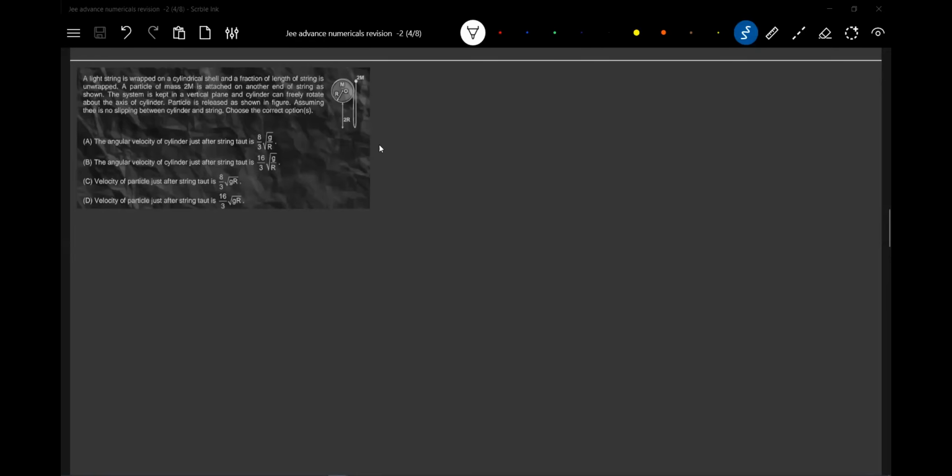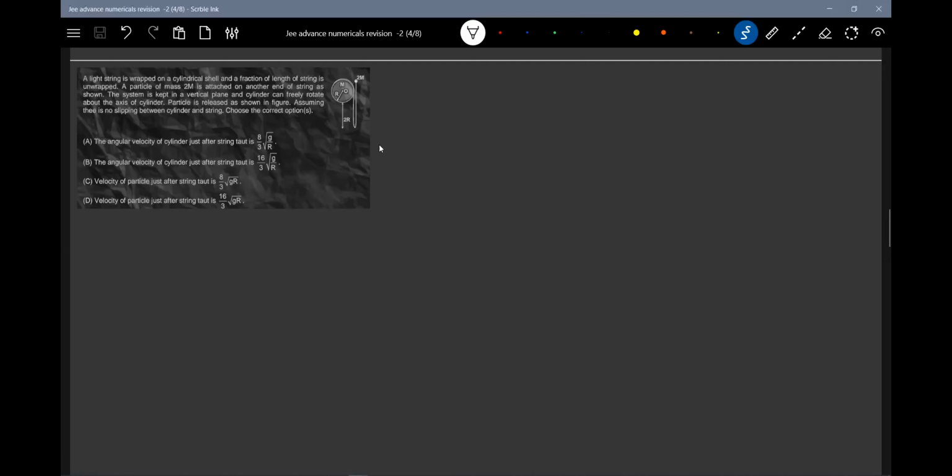Okay, first of all, I think it's purely diagram-based, I feel. If anybody draws the diagram a little bit, you can manage this question. So initially, the string is here. This is 2M. This can only rotate, the disk wrapped on a cylindrical shell. Okay, this is that shell. It can only rotate about an axis passing through O.